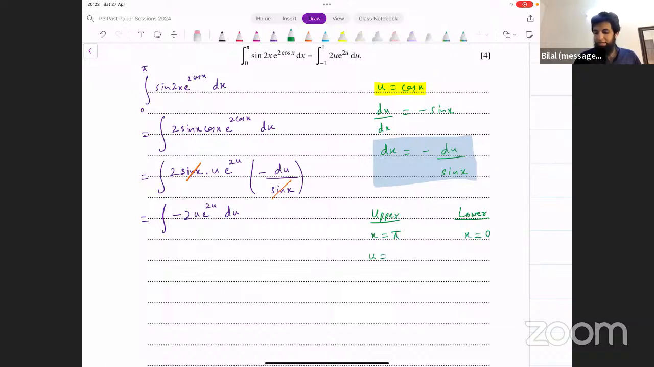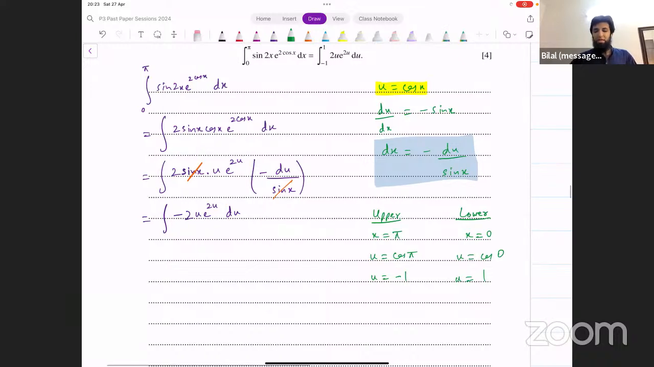U equals cos x. So that means u equals cos of pi. What is cos of pi? Cos of pi is minus 1. And then u equals cos of 0. Cos of 0 is plus 1. Now that means upper limit is minus 1. So this upper limit is going to be minus 1 and the lower limit is going to be plus 1. So the upper limit is the smaller value here and the lower limit is the bigger value here.